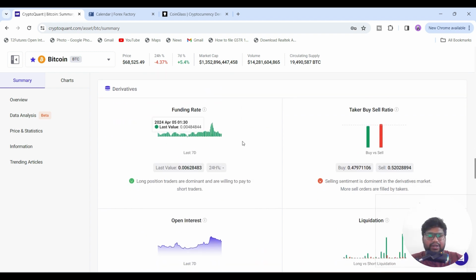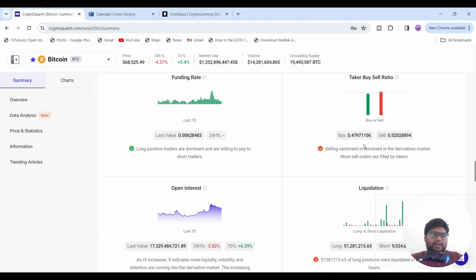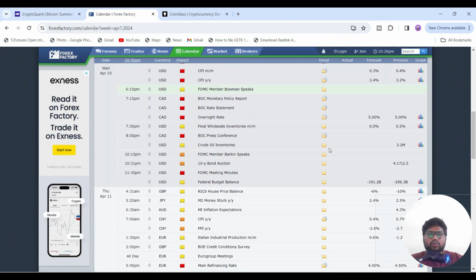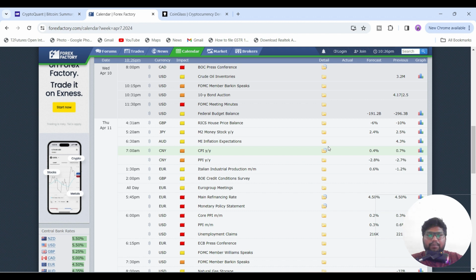And if you see the funding rates, compared to the long-term traders who are doing swing trades, they are on long mode only, but the short-term traders are selling. That's why, if you see that the ratio of selling is high, the funding rate is still positive in the long ratio.